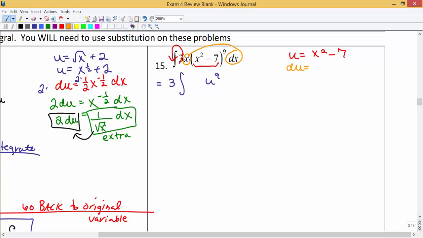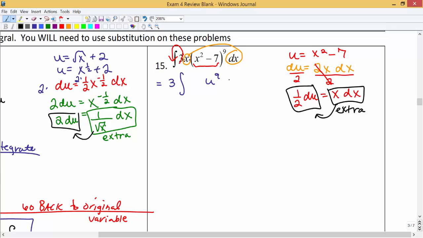So let's take the derivative of u and see what we can come up with. The derivative of the first term, of course, would be 2x. The derivative of the second term would be 0, so we'll throw in our dx. And the extra part that we have floating around is x dx, not 2x dx. So let's divide both sides by 2, or multiply by 1/2, either way. So 1/2 of du is equal to, we get x dx. So now this matches the extra parts that we have floating around. We can replace that with 1/2 du.